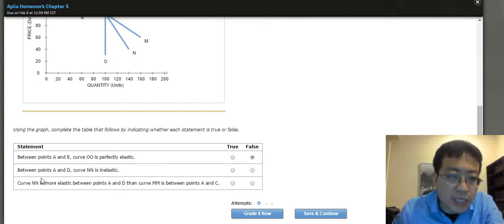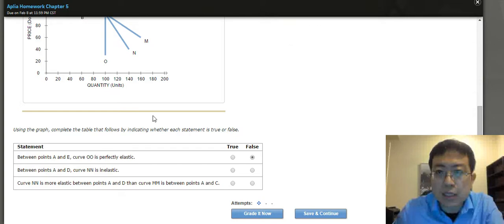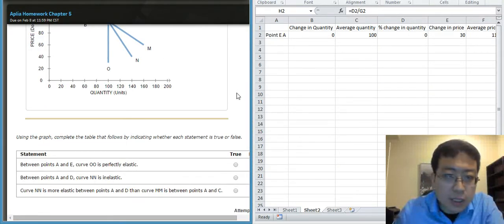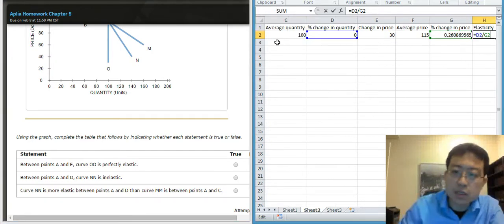Okay, and then next, let's do the second one. Between point A and D, curve NN is inelastic. So let's do another elasticity. Between point A and D, so point, let's go back.